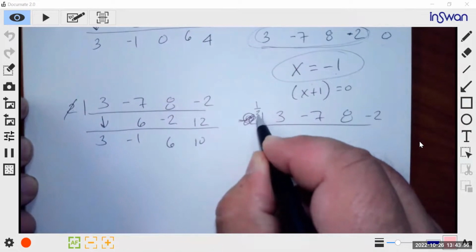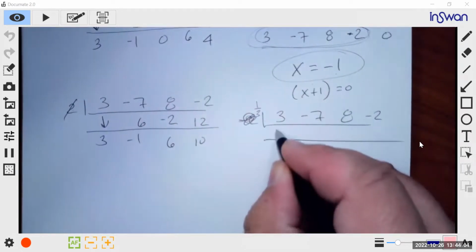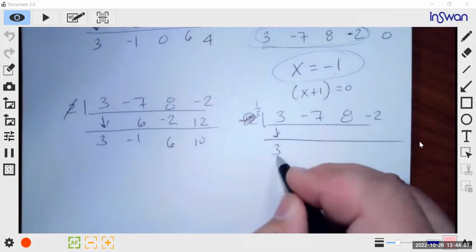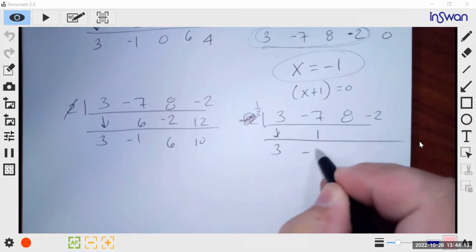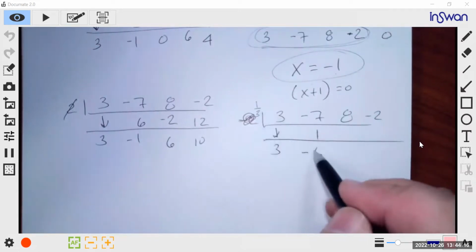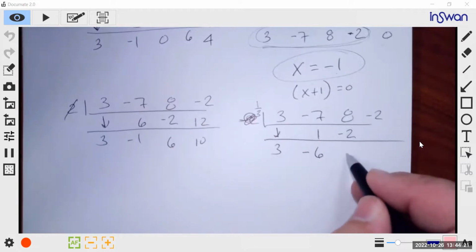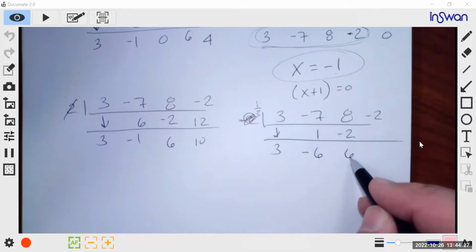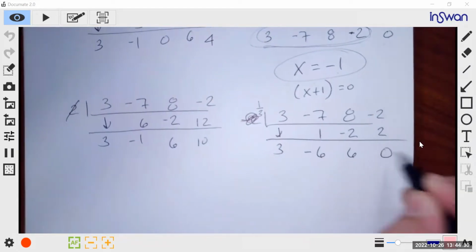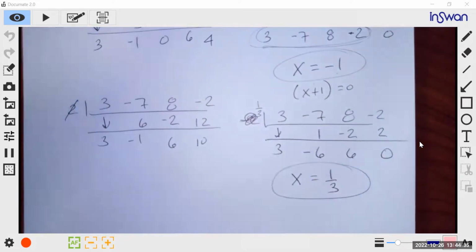So let's try 1/3. Bring down the first term. 1/3 times 3 is 1. -7 plus 1 is -6. -6 divided by 3 is -2. 8 minus 2 is 6. 1/3 times 6. 6 divided by 3 is 2. So there's our next solution, 1/3.